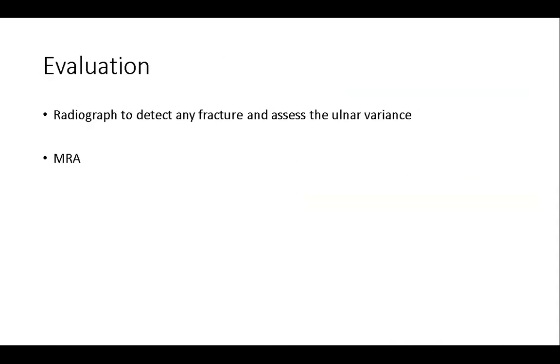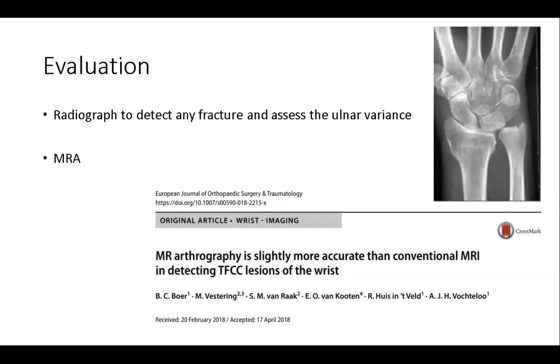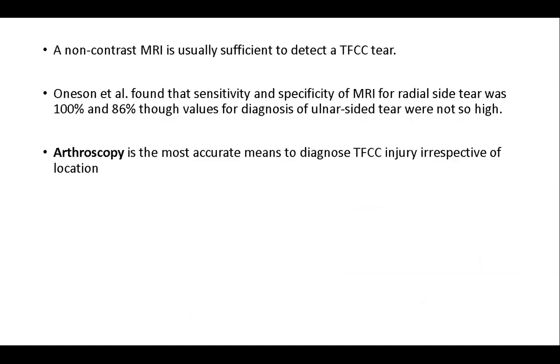So evaluation is by radiograph to assess fracture and ulnar variance. This is the positive ulnar variance, and MR arthrography. Bohr et al. in 2018 conducted a study and concluded that MR arthrography is only slightly more accurate than conventional MRI. Considering the cost factor, the investigation being invasive and time consuming, a non-contrast MRI is usually sufficient to detect a TFCC tear.